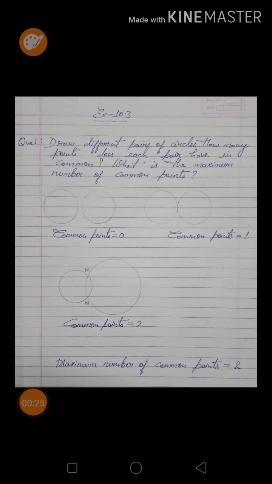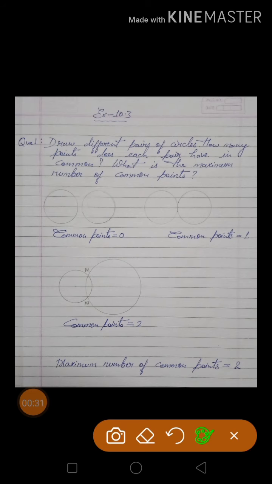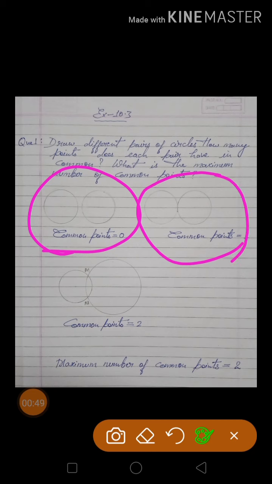See, in the first one the circles are not touching each other. These are separate from each other, so the common points are 0 in the first pair of circles. There is no common point, so the number of common points you will write is 0. Then in the second pair of circles you can see they are touching each other at this point. So this is the common point of the two circles, so common points will be 1. The number of common points is 1 here, it is written here.